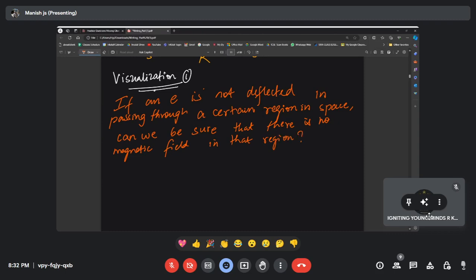This is one visualization part which you will have to know. This is basically a question of visualization. If an electron is not going to get deflected when it is passing through a certain region in space, can we certainly say that there is no magnetic field in that region? Is it really true or is it false? That is what we try to understand. Anybody? Is it true, children? If the electron is not deflected, no deflection, then can we be sure that there is no magnetic field? Can we conclude that there is no magnetic field?